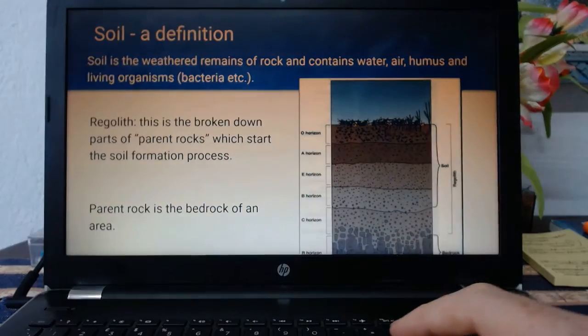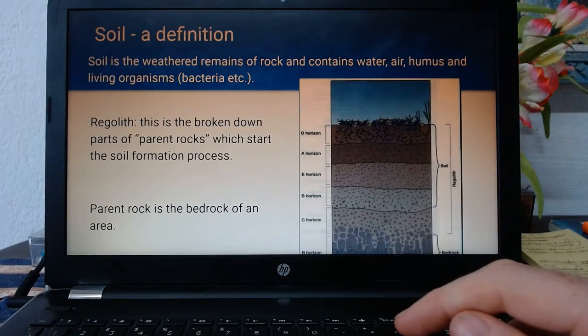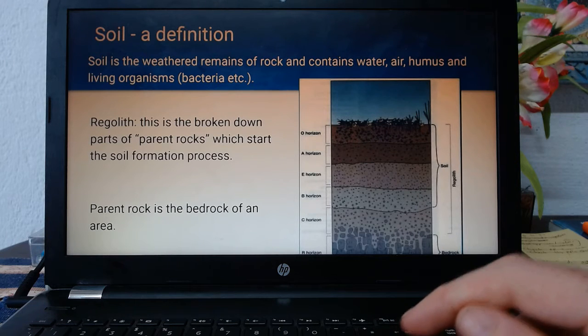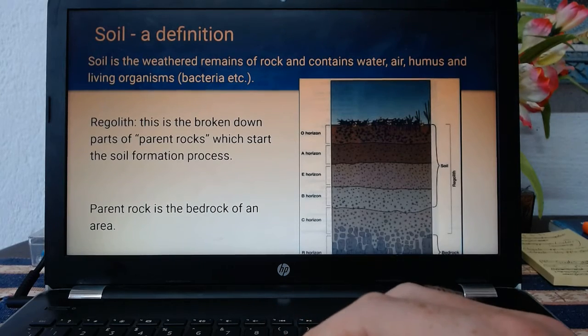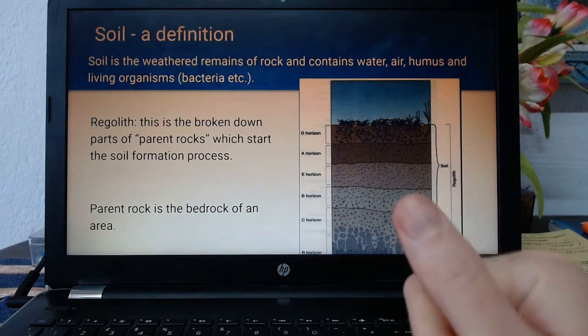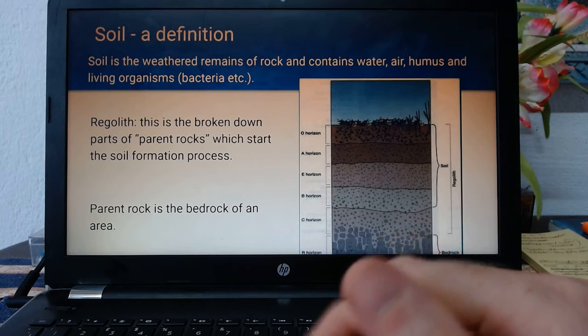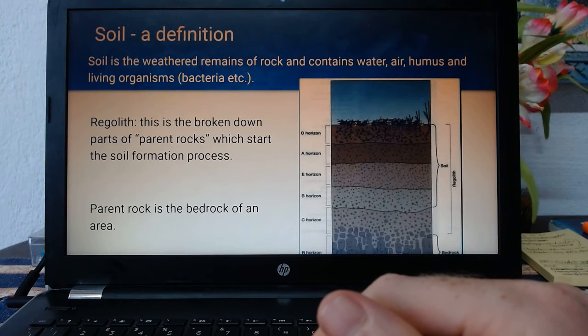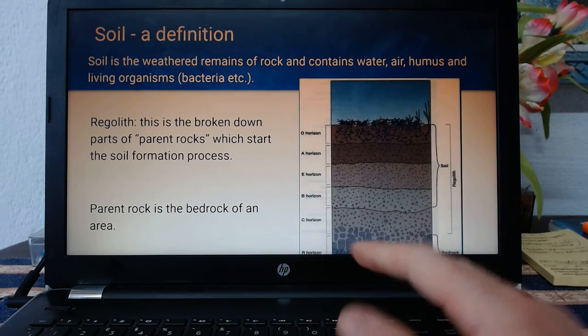So a couple of definitions here: soil, regolith, parent rock. Soil is the weathered remains of rock and contains water, air, humus, and living organisms. We've looked at weathering before, which is the breaking down of different surfaces in geology. Those little particles all join up together. Regolith is the broken down parts of parent rock which start the soil formation. Then parent rock is the bedrock of an area.